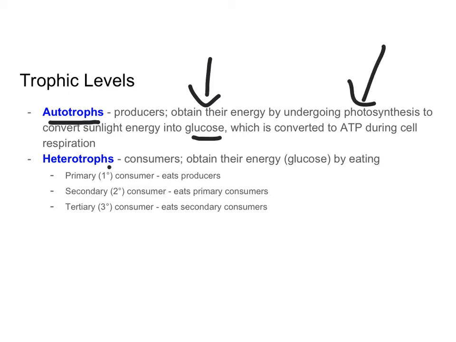Heterotrophs are anything that eat other organisms to get their glucose. So we have three main levels. We have primary consumers. This little symbol, 1 with the degree symbol, just stands for primary. They are defined as consumers that eat producers. Secondary consumers eat primary consumers, and tertiary consumers eat secondary consumers.